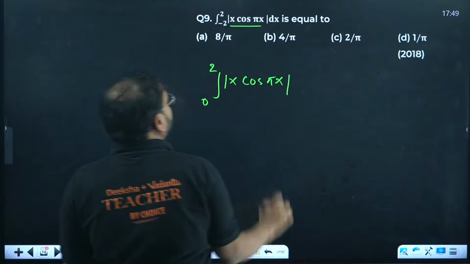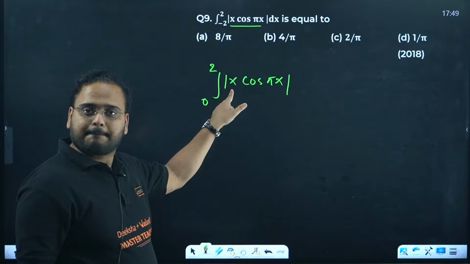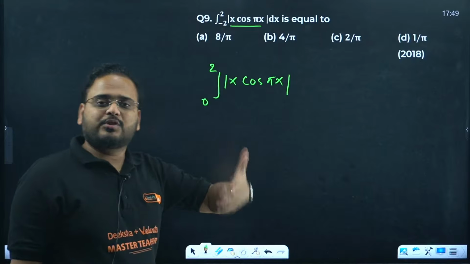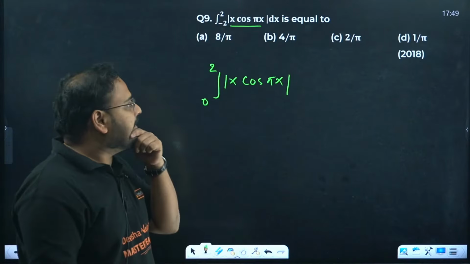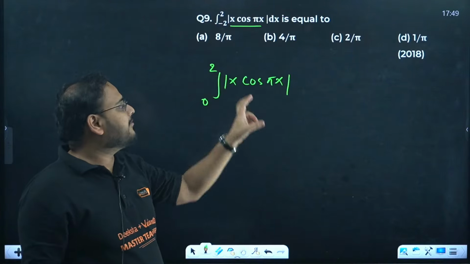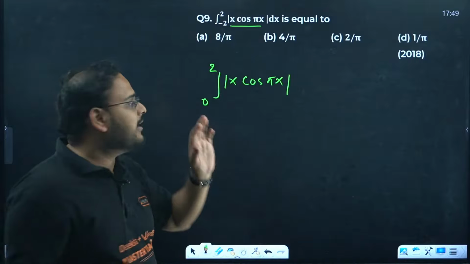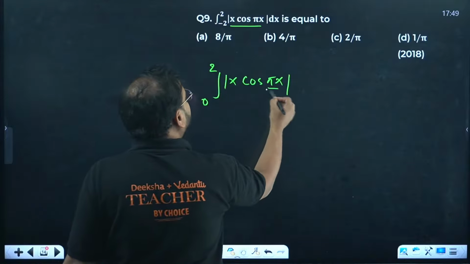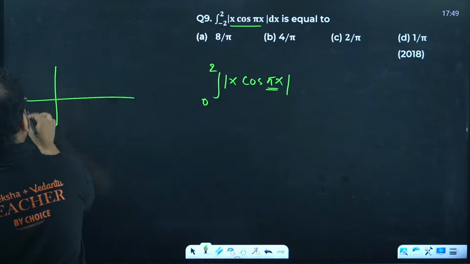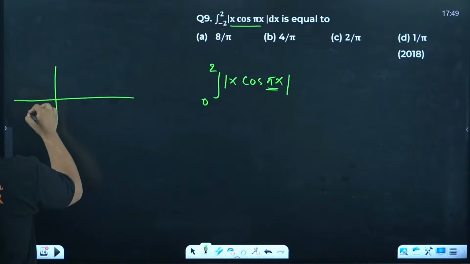Now think about it. In the interval 0 to 2, can x be negative? No sir. 0 to 2 is a positive range of values, so x will always be positive. So this modulus will have a sign change because of cos only, means only cos will keep changing the sign. And what do we have over here? We have cos pi x. If you check the cos graph, it is something like this.